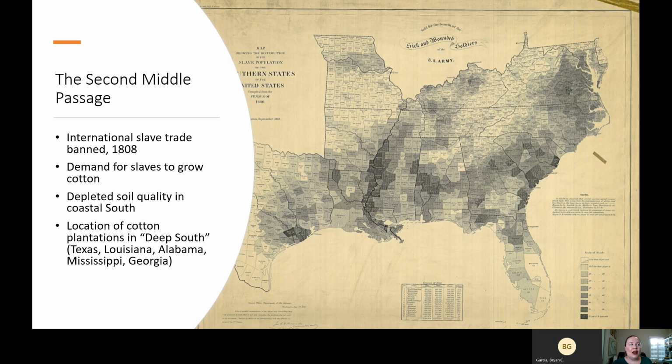The price of slaves definitely went up. Especially slaves that were considered prime field hand labor, so younger men or women. If you have really young slaves or really old slaves, they're not as desirable. So basically, like any kind of commodity in a capitalist economy, right? Supply and demand. There's limited supply because you can't import anymore, but there's a high demand. So the price of slaves goes up.